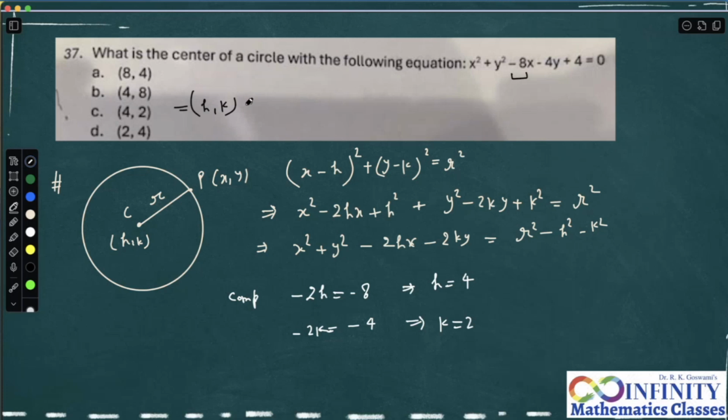Sorry, I told you hk is the center. The value of h we got is 4. The value of k is 2 there. So I hope C is basically the right answer.